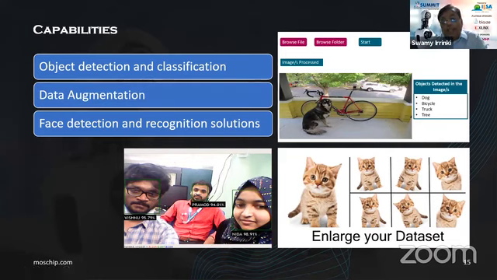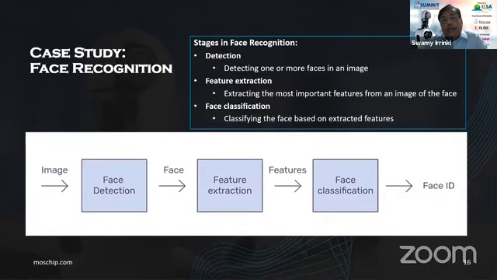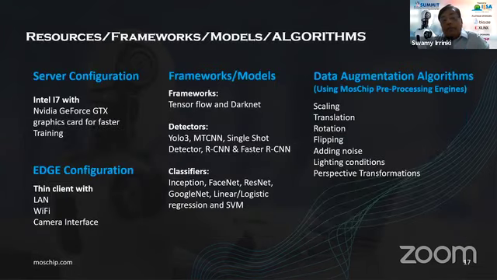And that case study is a face recognition. It has three steps. You do face detection, then you extract the information with the features, then you classify and identify the person. The way we set this up to demonstrate this capability is with the server configuration with the Intel i7 with the NVIDIA graphics card, and with the edge configuration with the thin client with the LAN and camera interface. And we work with different models and different frameworks, as you heard from the Xilinx talk and Blaze. The software is enabled so that all these software models are available as open source.